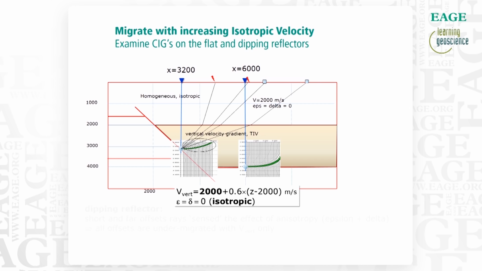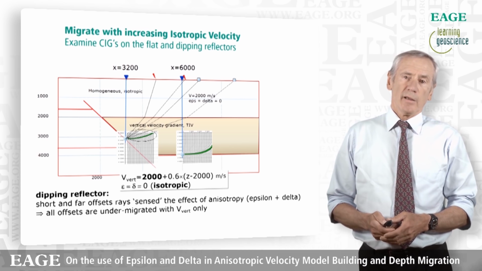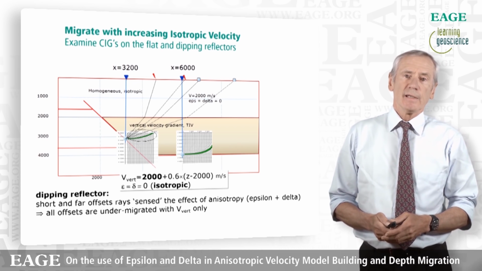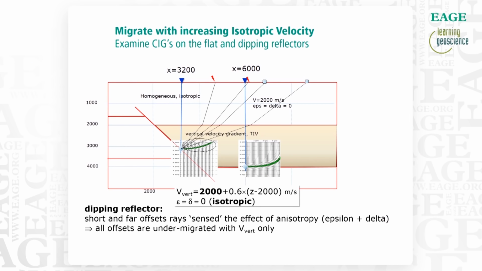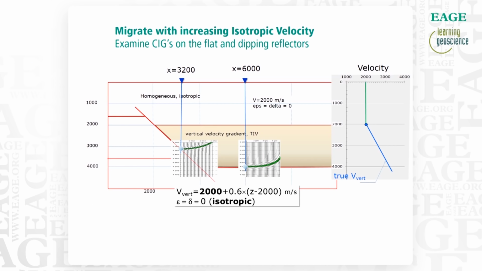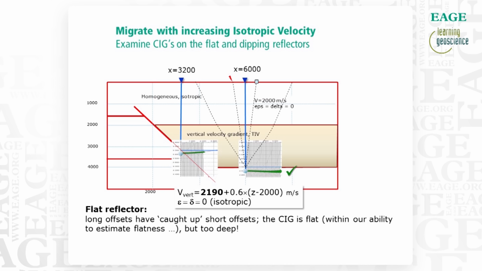Considering now the dipping reflector, you see that the situation is slightly different because all offsets see a strong effect of anisotropy. So when we neglect it, of course, the impact will be under-migration. Now, let's do the exercise of increasing the velocity. So now the vertical velocity is increased. If we further increase the vertical velocity, we end up with flat gathers.